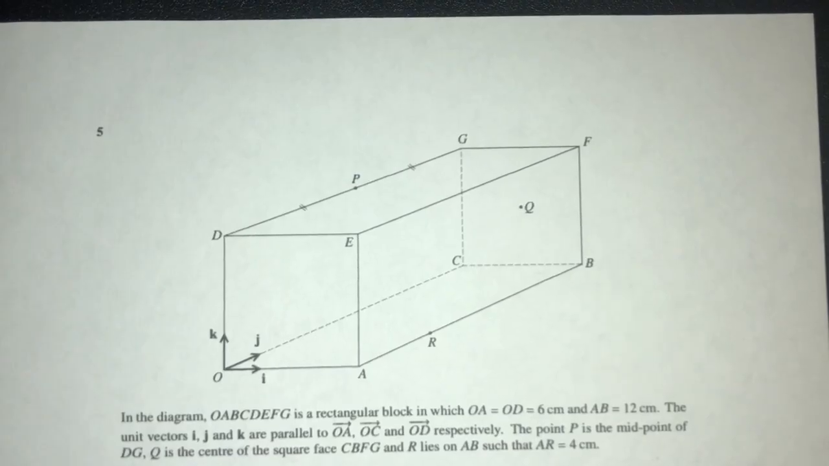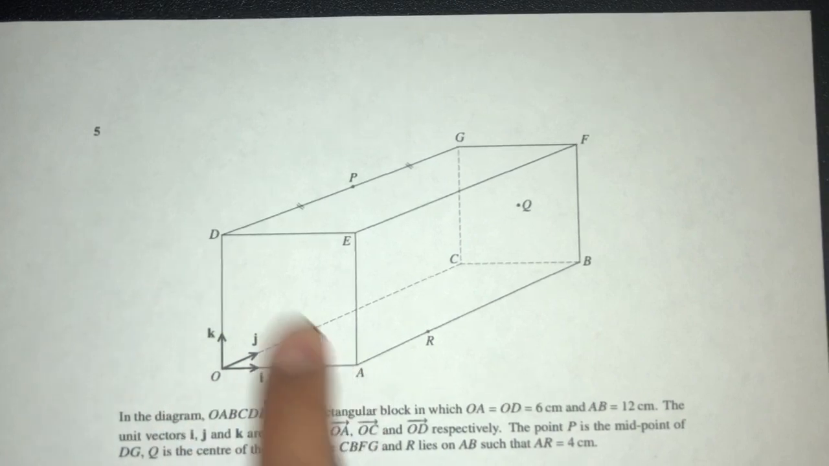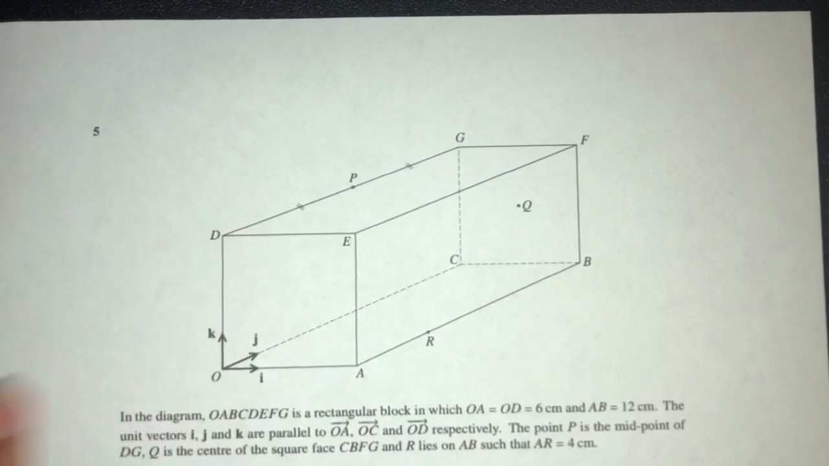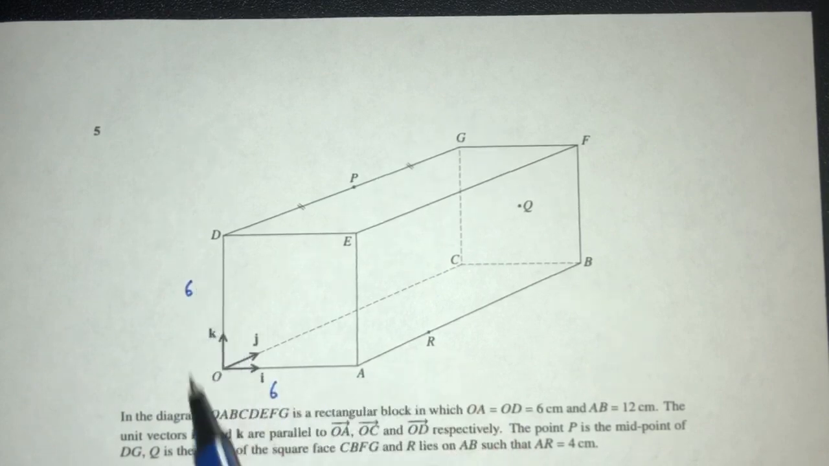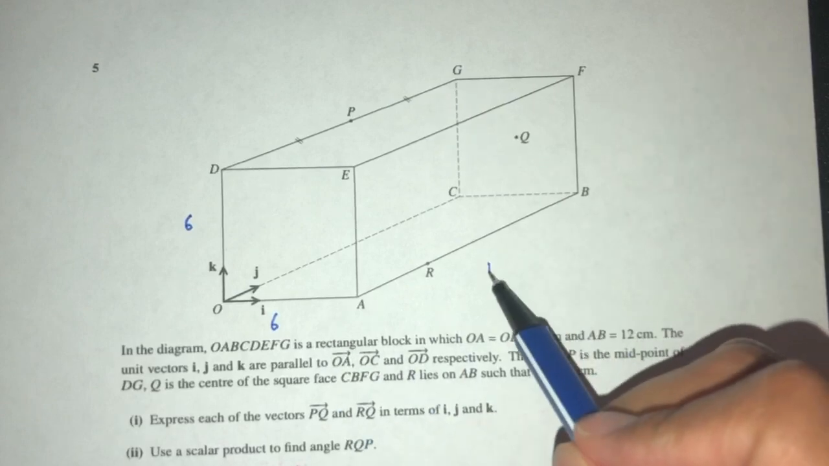Okay, so let's move on to the next question. In the diagram, we have OABCDEFG, a rectangular block in which OA equal to OB is 6. So OA is the same as OD, 6 and 6. So this is a square, but this is a rectangle. Now AB is 12. The whole thing is 12.